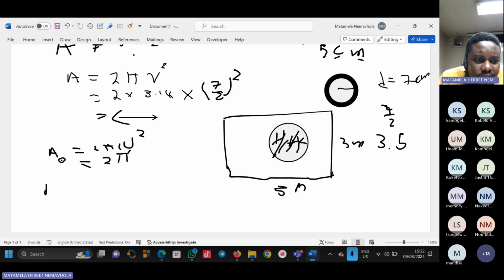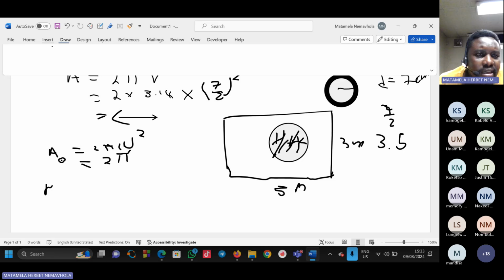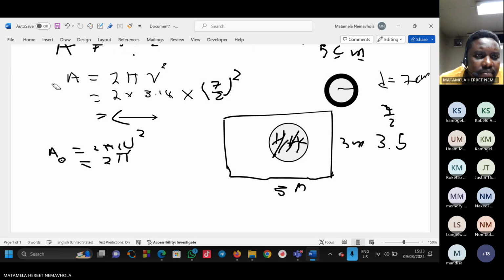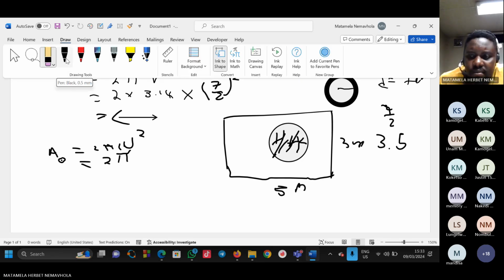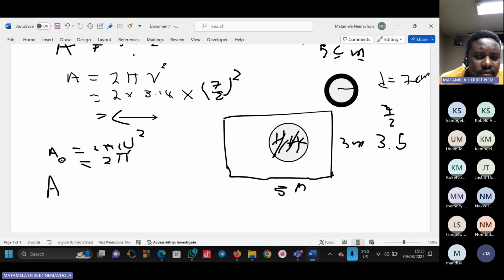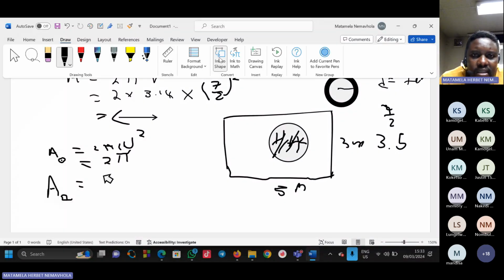Then I'm going to go and calculate the area of what? I'll calculate the area of a rectangle. I will just write a small box to show that it is for a rectangle. So when we calculate the area of a rectangle, you know it is just L multiplied by B, which is going to be 5 multiplied by 3. Let me stop this shape thing.